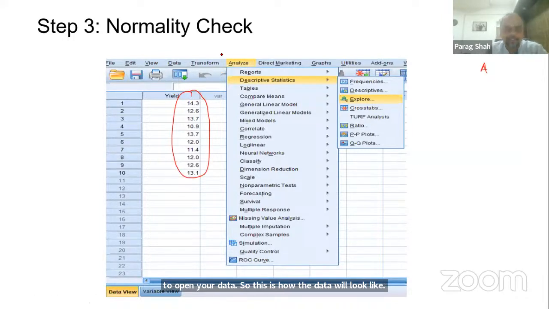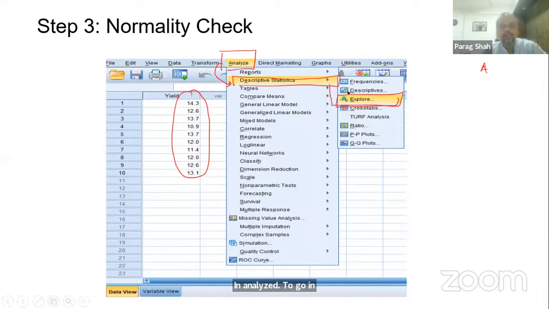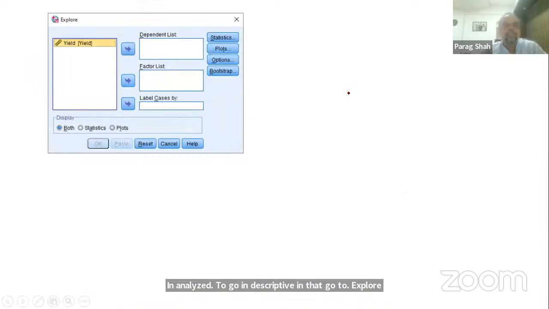Then go in analyze. In that, descriptive statistics, in that, explore. When you open this, a new box will open, and it will show a decision variable over here. Put that variable in our dependent variable.